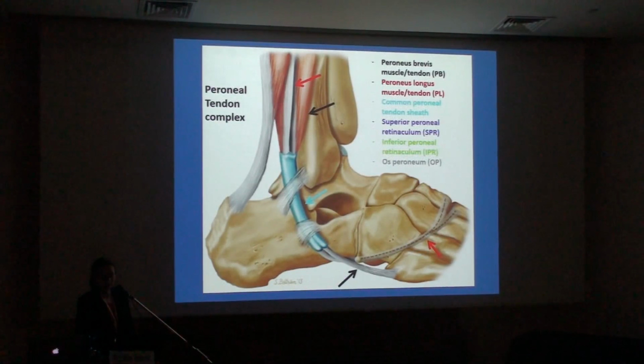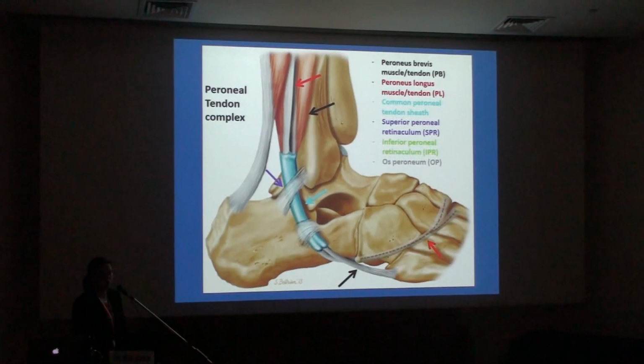Then the common peroneal tendon sheath, which envelopes the peroneal tendons in the retromalleolar groove and splits into two sheets at the level of the peroneal tubercle. And the distal extension, especially of the longus, is variable.